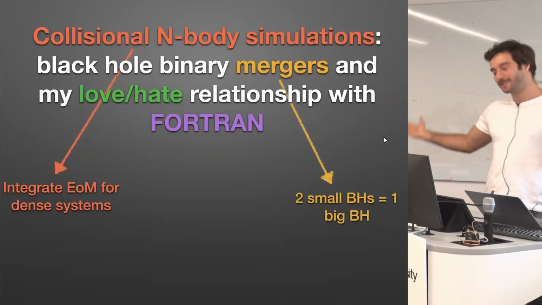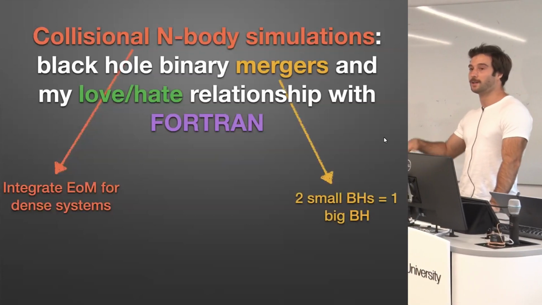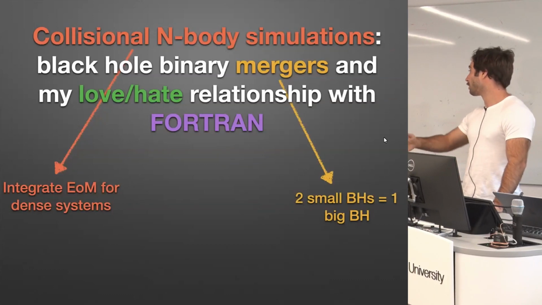Black hole binary mergers, pretty simple. As the name suggests, you take two black holes in a binary, they in-spiral and merge, and then you get one bigger black hole.